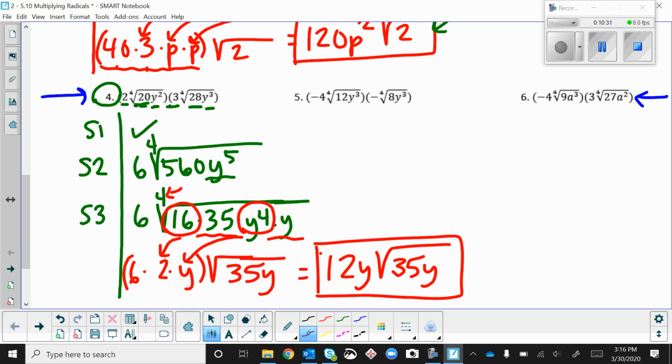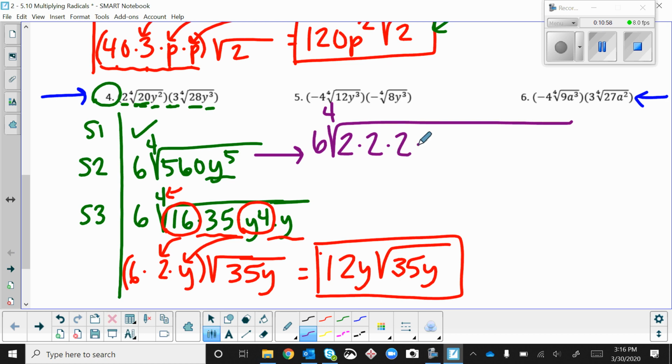And if you wanted to see this worked out with a factor tree, if you're done with, Ninja style is good for you, you can stop the video right now. If you need to see factor tree style, that would look like this from this step right here. 6, this is going to be long, times the 4th root of 560 is 2 times 280, which is 2 times 140, which is 2 times 70, which is 2 times 35, which is 5 times 7. Those are primes. And then you'd have 5 y's. And you'd be looking for groups of 4.